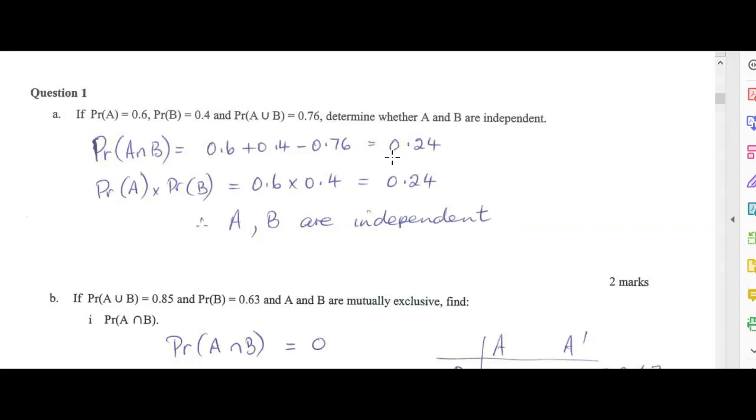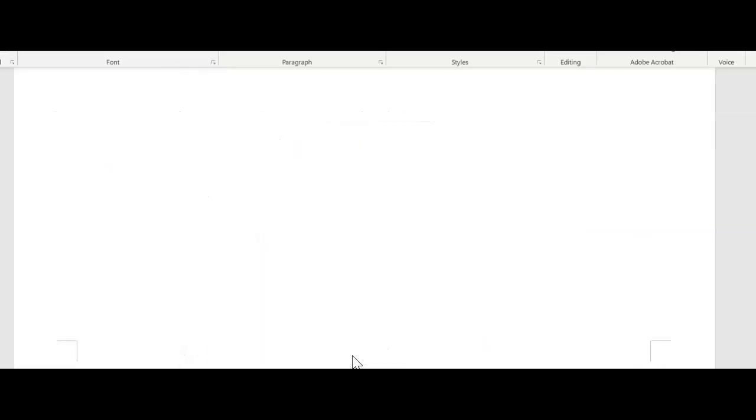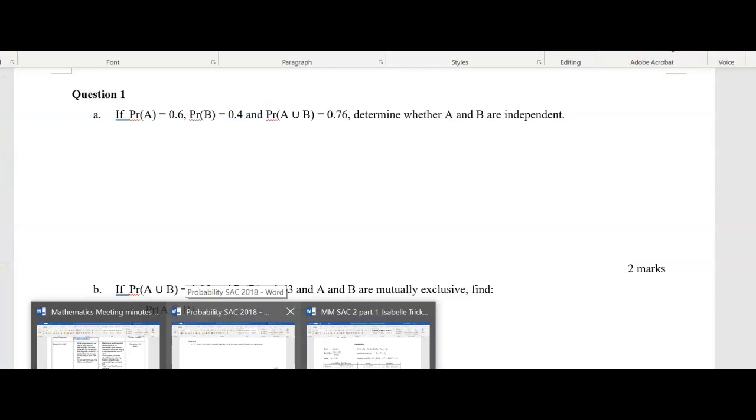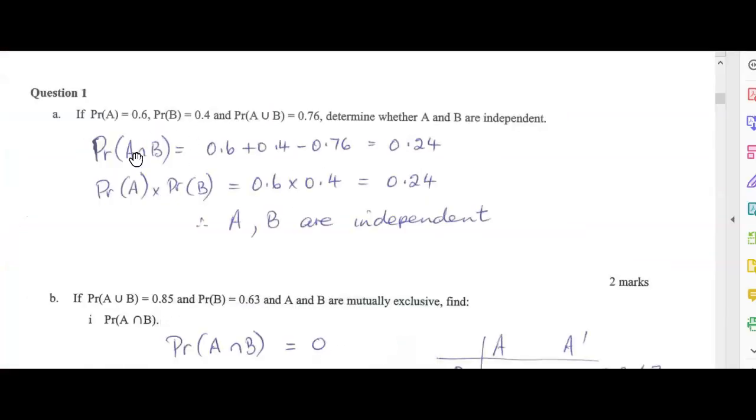So question 1, we've got the probability of A, probability of B, and the probability of A or B. Determine whether A and B are independent. So you should have in your bound reference formula sheet, or be familiar with the formula sheet. You do get the formula sheet on your exams and you're given it in your first SAC. Now for independent events, the probability of A and B must equal the probability of A times the probability of B.